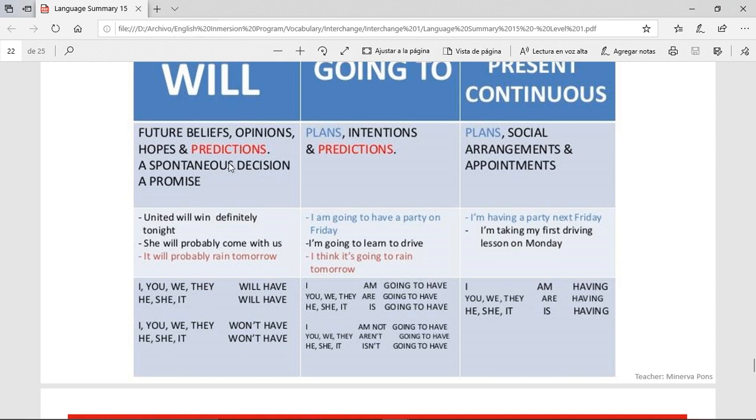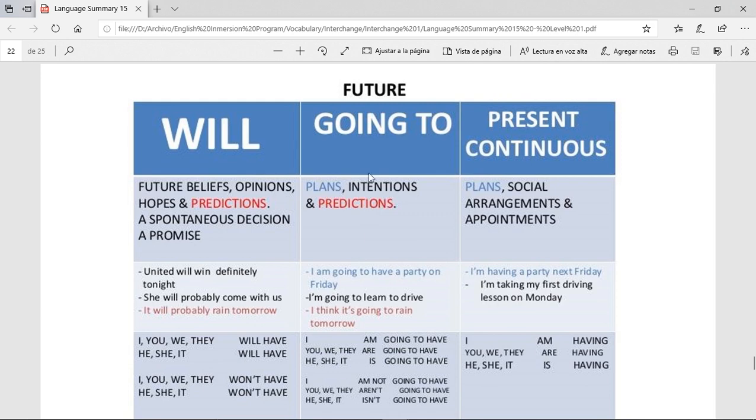That is with will. With going to, we use it for plans, intentions, and also predictions that you're more sure about. Going to is for something that is going to happen, yes or yes, a plan, an intention, okay? Let's see some examples. I am going to have a party on Friday. You see, I'm going to have a party, it's a plan. I'm going to learn to drive. It's an intention. I think it's going to rain tomorrow.